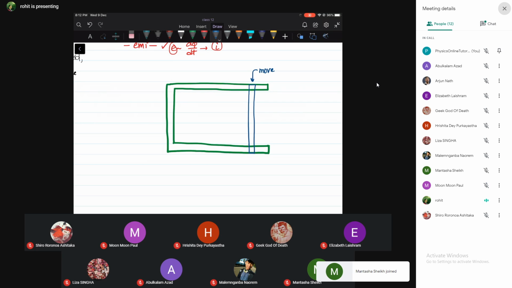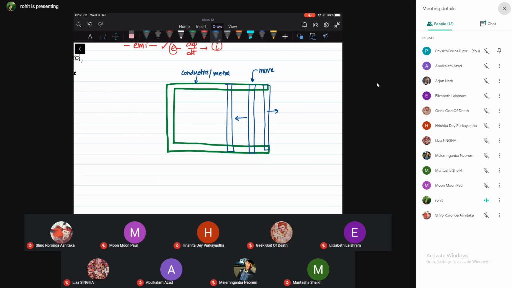All these are made of metals, by the way. Metals are conductors, and they have free electrons in them. So see where I can move this wire. I can bring it over here, that means move towards the left. I can bring it somewhere here also, that means I can move it towards the right also. So that's how we can move this wire onto that green wire.